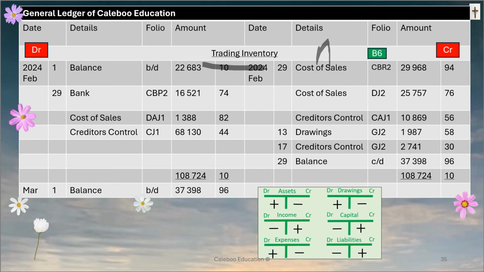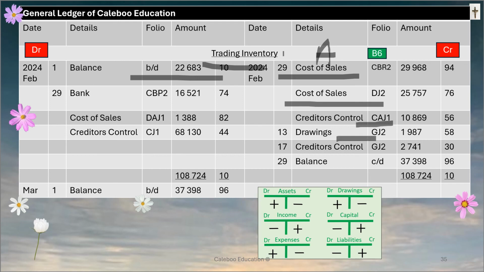Trading inventory is an asset. Now this is quite an important account. If you did have to prepare for a test or exam, know all the entries that go into the trading inventory account, your stock account. There's the opening balance. There were all these sales, cash sales, and credit sales. Creditors allowance journal. Stock was returned. Owner withdrew stock.